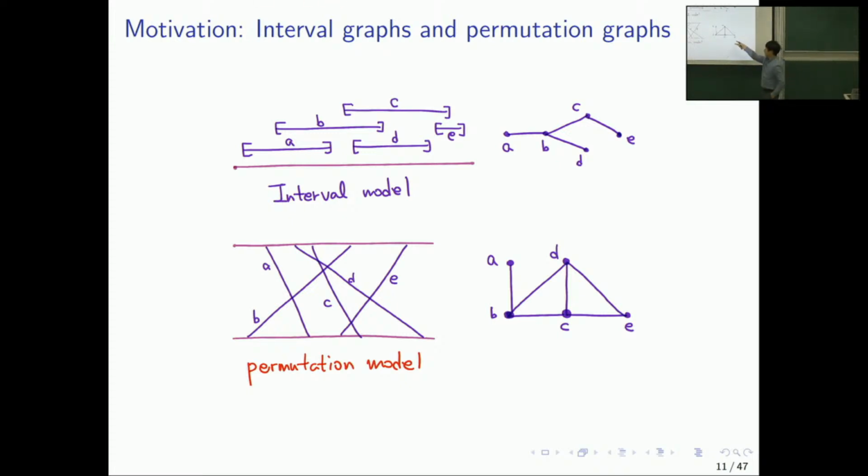And a permutation graph is also an intersection model, where you have two parallel lines and a set of lines between these two given real lines. The intersection graph of this is a permutation graph.